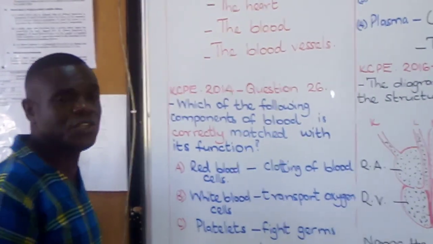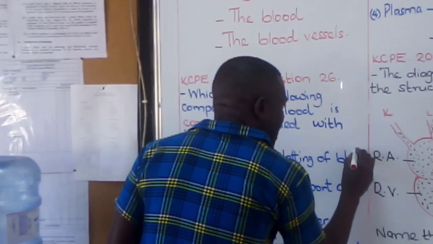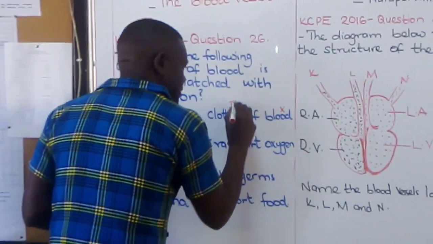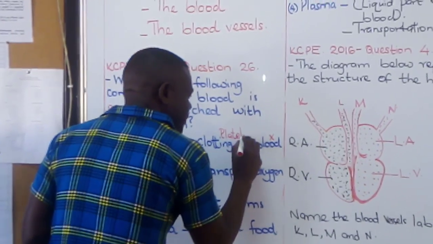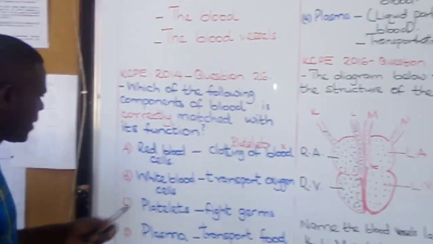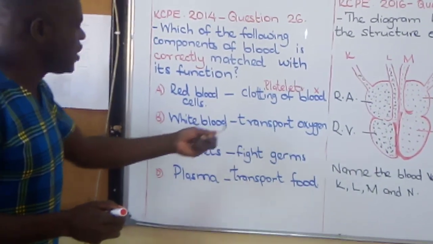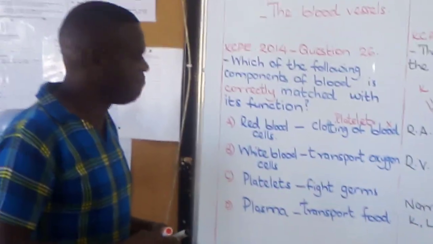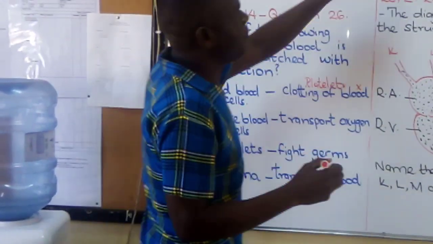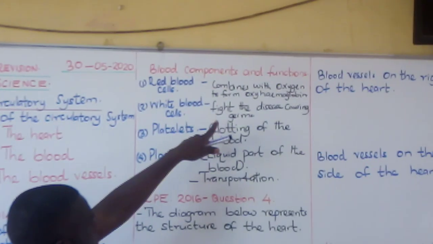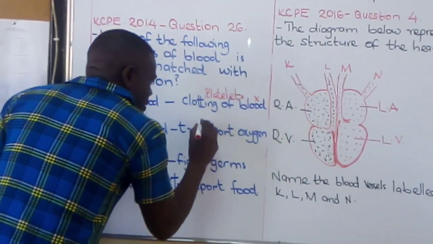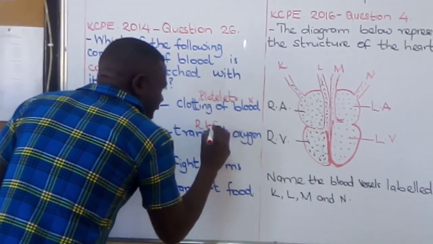If I were doing an exam, I would mark here and write platelets above it. Choice B, white blood cells, transport of oxygen. What would I write? The work of the white blood cells is fighting germs. What carries the oxygen? Red blood cells. So I'll write red blood cells here.